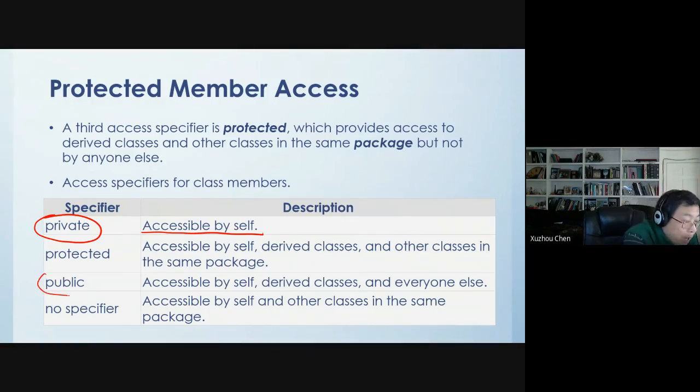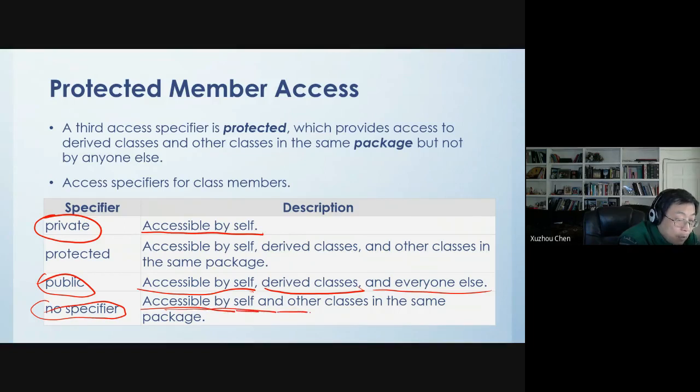Now, if it's a public member, it's accessible by the members of the class itself, also from the derived class, and also everyone else. Okay. Now, in some cases, if there's no specifier, so that means it's neither private nor public, then in this case it's accessible by itself and other classes in the same package. It's kind of semi-private, right?